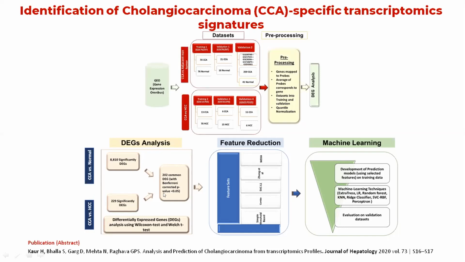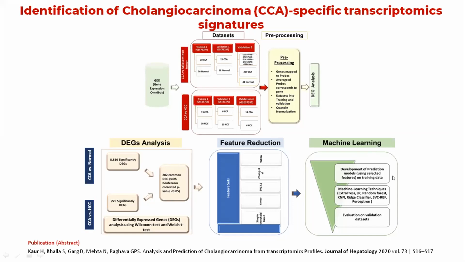Then, to further reduce the number of features from this signature set, since it is practically difficult to design a biomarker with such a large set of genes, we applied various feature selection and feature reduction approaches, including simple threshold, SVC L1, WEKA, etc. Then, based on the selected set of features, we applied various machine learning algorithms.